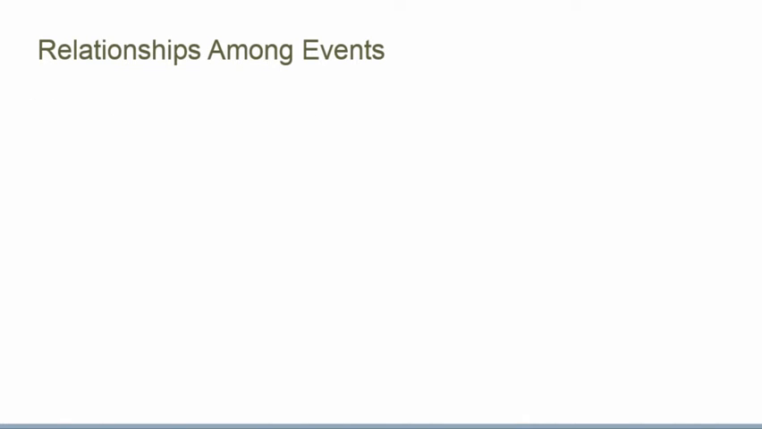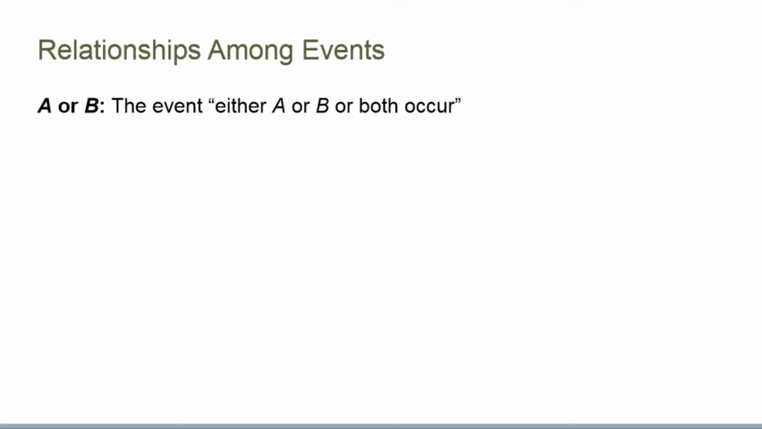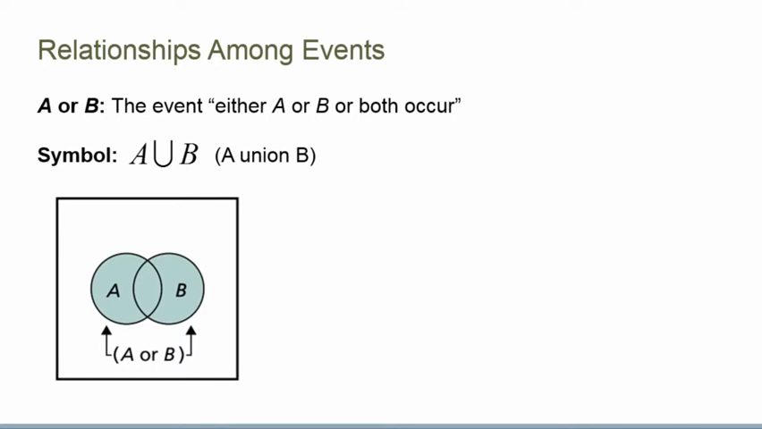Relationships among events. A or B, the event either A or B or both occur. You may have seen it symbolically as A union B. Pictorially, you have your box for the universe. You have your circles for A and B. They intersect, but all of A and all of B are shaded. So A or B is represented by the shaded area. Everything in A, everything in B, and where they intersect.